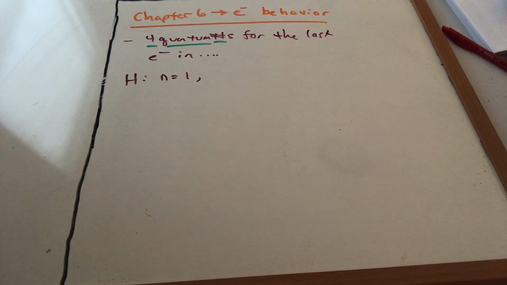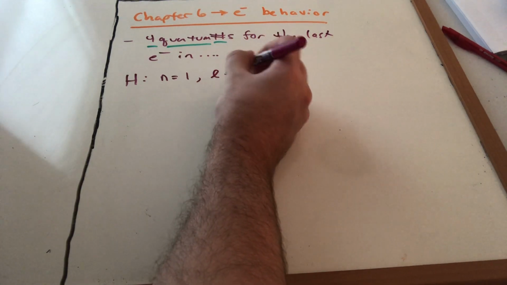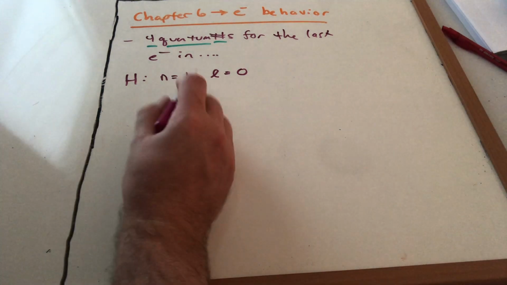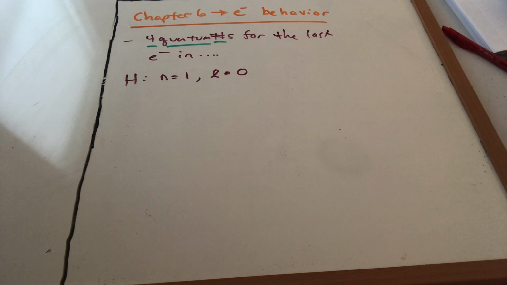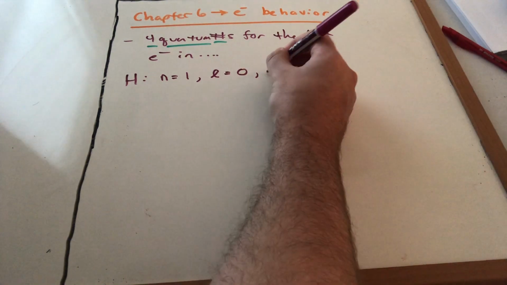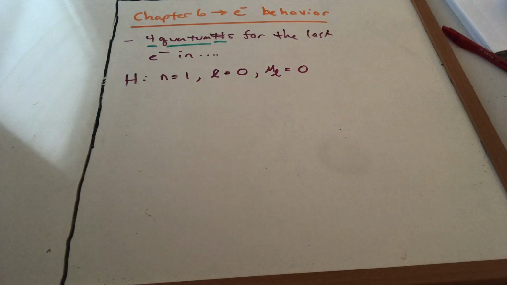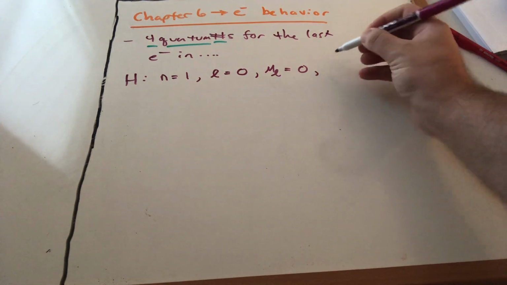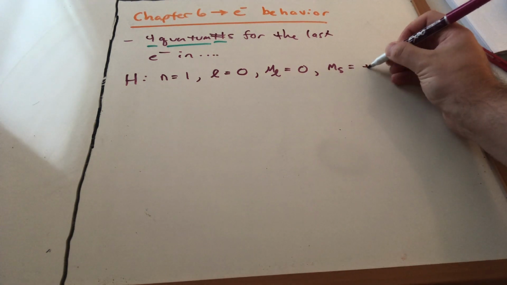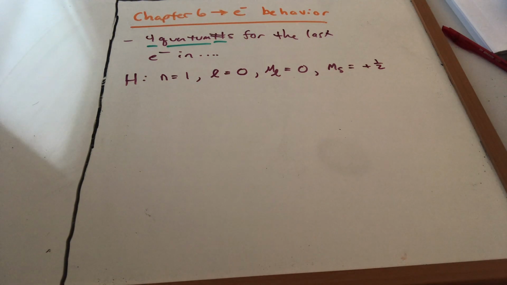Well, if n equals 1, what values of L are allowed? From our rules last video, when n equals 1, there's only one L that's allowed, and it's L equals 0. There's no ambiguity, there's no guessing. When n equals 1, L can only be equal to 0. Well, when L equals 0, there's only one M sub L that's allowed, and that's equal to 0. This is going pretty good so far, it's pretty easy. Now we have some choices for M sub S. If you remember, M sub S could be two things, plus 1/2 or minus 1/2. When it's the first electron in an orbital, we'll use plus 1/2.